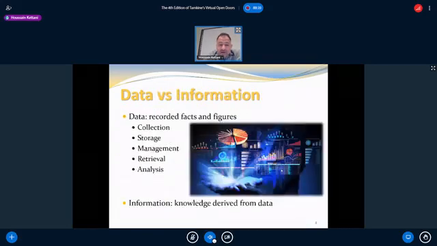So why does data matter? Data is recorded facts and figures. We collect it, we store it, we manage it, we retrieve it when we need it, we analyze the data. Analysis could be done through artificial intelligence or through the intervention of the human brain, of trained individuals. Of course, as Dr. Saidi said, when things are tedious, then AI becomes very useful. But also AI becomes smarter and smarter through the analysis of data. So the more data it's fed, the better it learns and becomes.